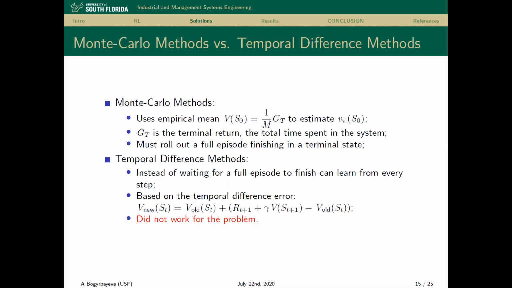But there are also temporal difference methods that we actually tried too. We spent a lot of time trying to train our neural network this way. The temporal difference method tries to learn not only from the whole episode, but from each time step. So it smartly combines rewards received from different time steps, and then tries to learn the value based on this temporal difference error. However, for our problem, this method did not work.